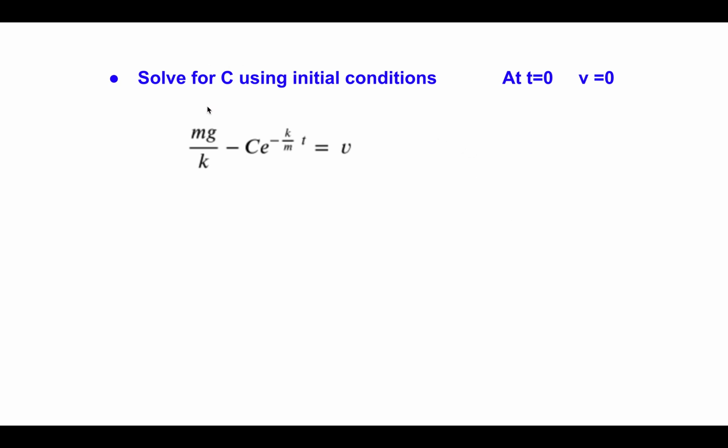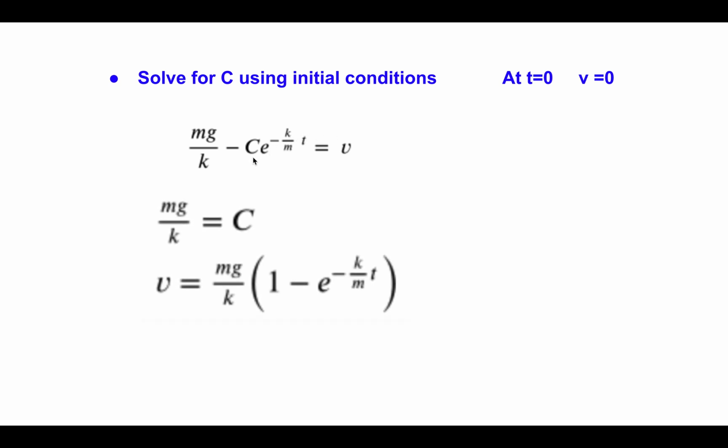All right, so we're going to solve for c. What is it now? Using our initial conditions. So we have our velocity function. At time t equals 0, our velocity is going to be equal to 0, so this part of the expression is going to go to 1. So I get that my constant here is just going to be mg over k, and then I finally end up with the velocity being mg over k times this exponentially increasing function.